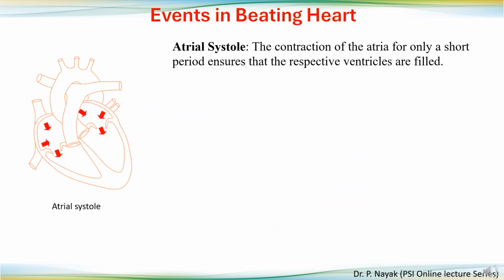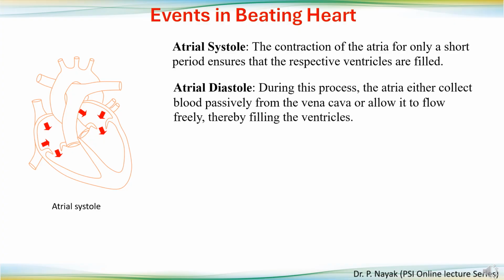Atrial systole, the contraction of the atria for only a short period, ensures that the respective ventricles are filled. Atrial diastole: during this process, the atria either collect blood passively from the vena cava or allow it to flow freely, thereby filling the ventricles.